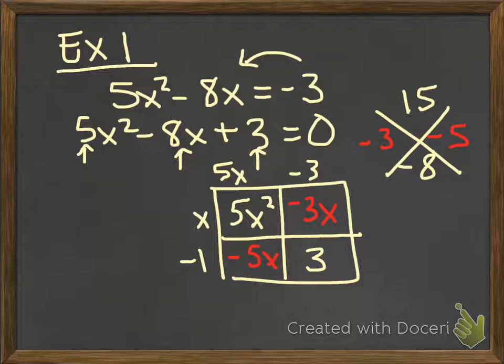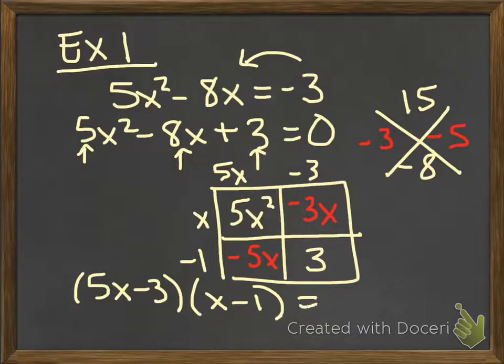Double check it. 5x times x is 5x squared. Negative 3 times x is negative 3x. 5x times negative 1 is negative 5x, and negative 3 times negative 1 is positive 3. Okay, so then our two factors are 5x minus 3 times x minus 1 equals 0.